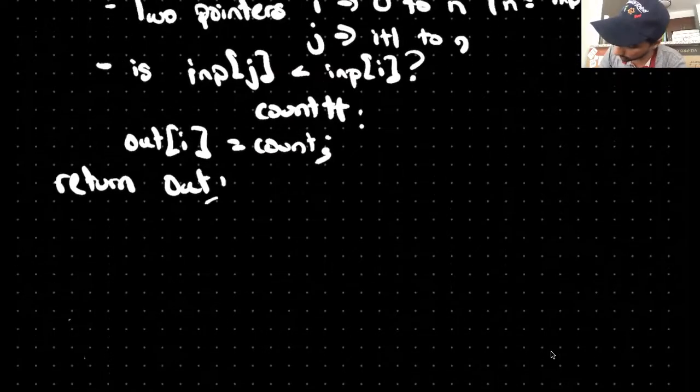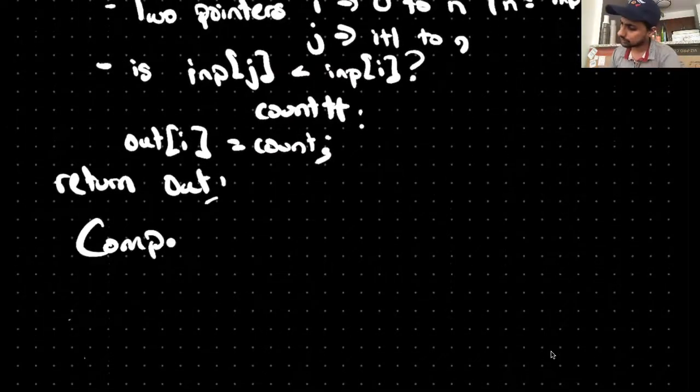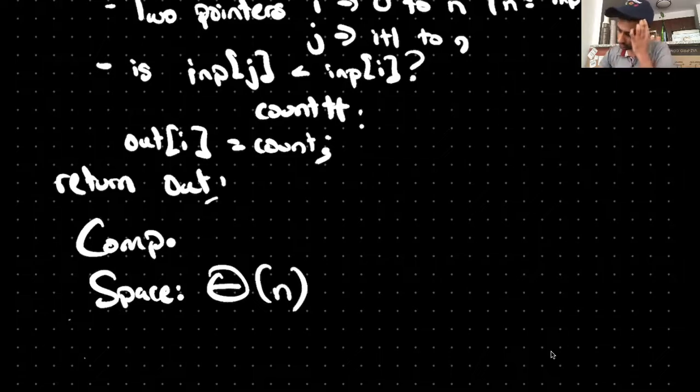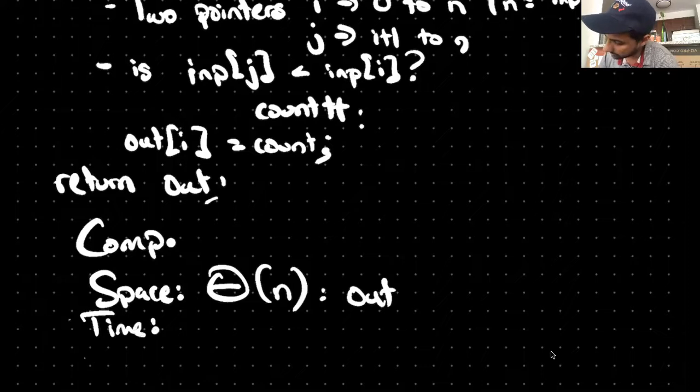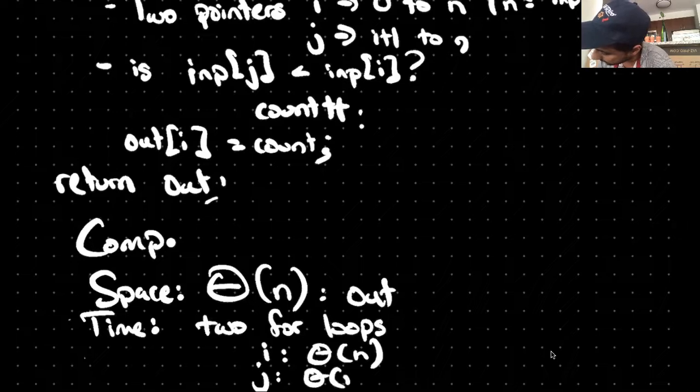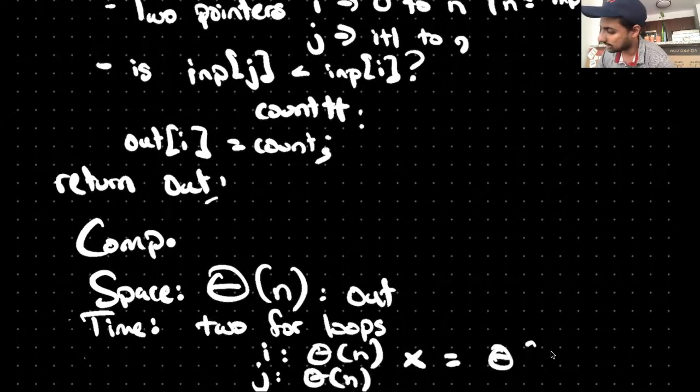So let's talk about the complexity here. First of all, the space complexity, we should be able to see theta of n, I believe. Basically, only our output array is our extra space. The time complexity, however, is going to be, we have 2 for loops. We have our i loop, which is theta of n, and then a nested j for loop, which is theta of n. So we multiply the 2 together, and that's going to be a theta of n squared total time. So can we do better? Let's try to do better.